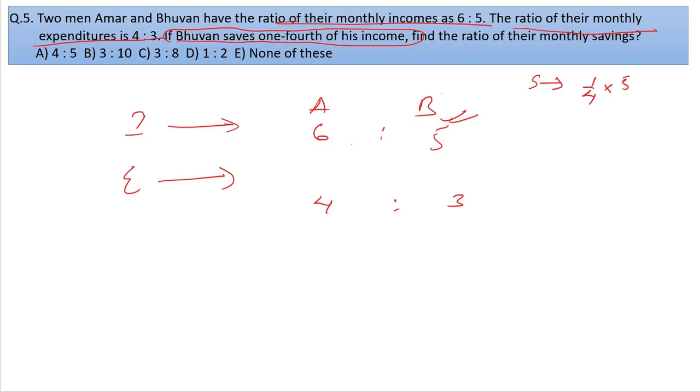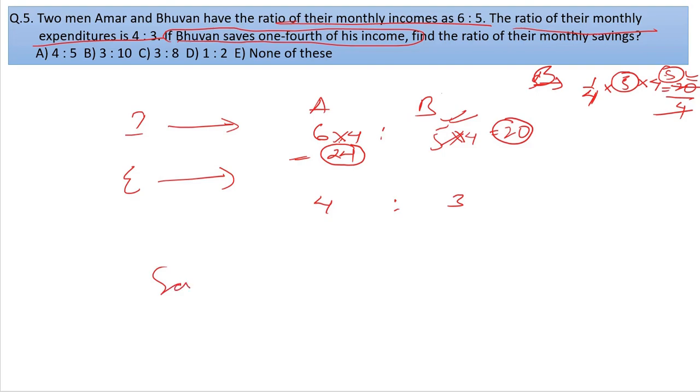Income is 5. So we have to divide 5 by 4. But if we divide here by 4, we're going to get a fraction. So in order to save us from the inconvenience of fractions, we simply multiply here by 4. This is 20, and 20 divided by 4 is the saving. Income is the same. If you multiply here by 4, then here you have to multiply by 4. 6 times 4 is 24. Income of A is 24. Income of B is 20. So the savings of B will be 20 divided by 4, which is 5.